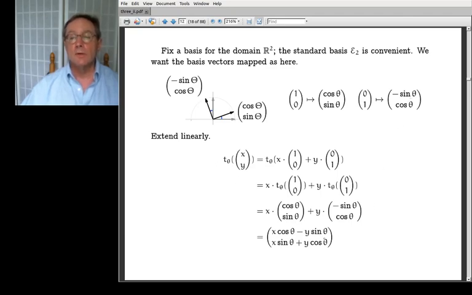So this is the formula for rotation of (x, y)'s in the plane. And I got it simply by specifying where the geometry tells you these basis vectors go. Once you know where the basis vectors go, it's just a question of working through the details of homomorphism. The formula drops right out.